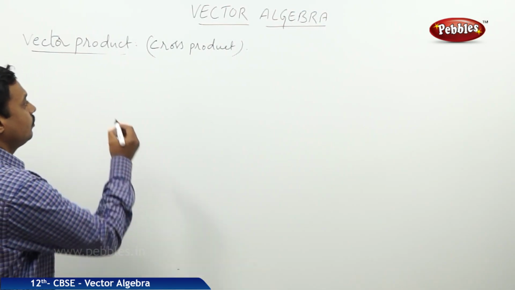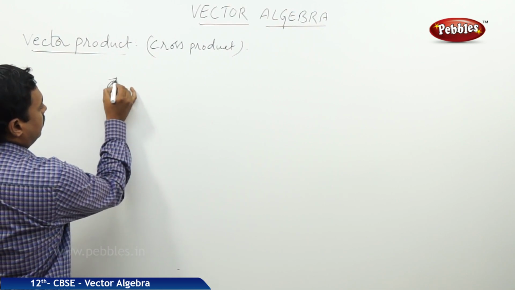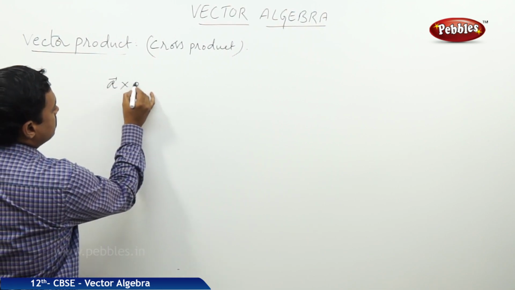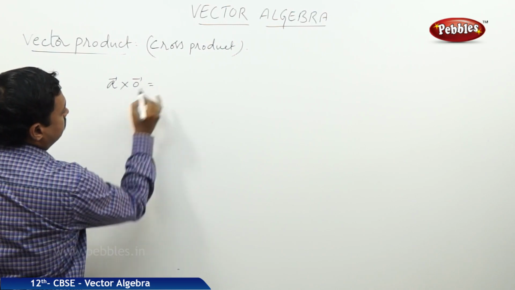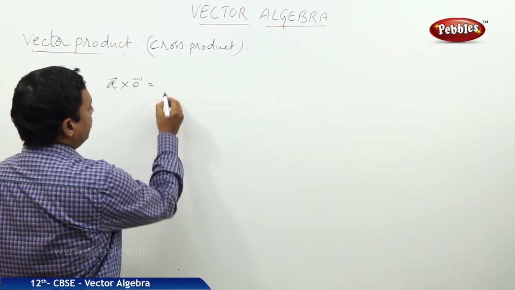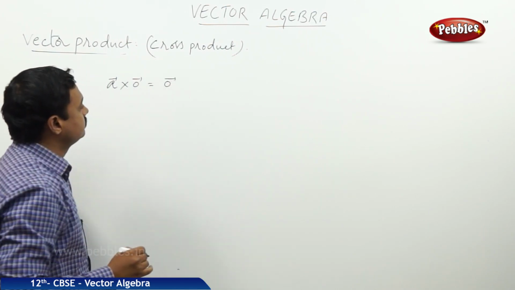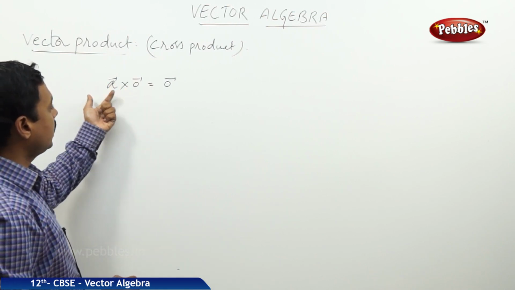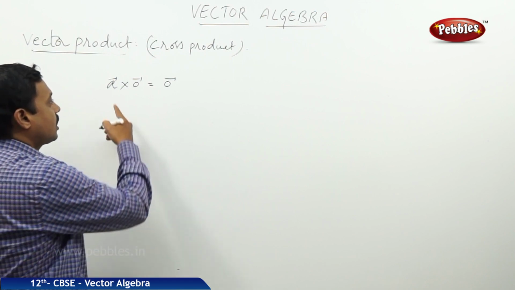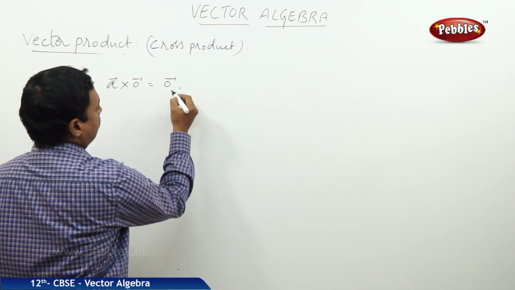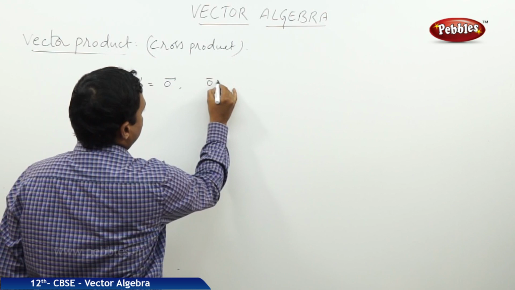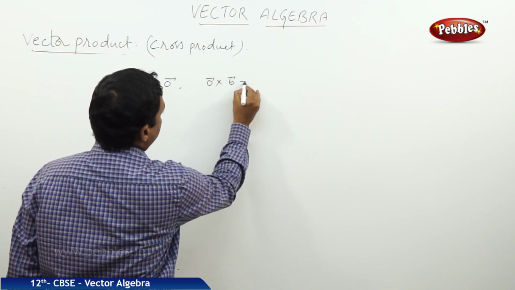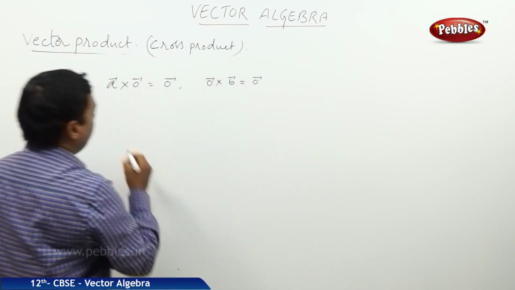By the definition, we can observe that A cross 0 bar is always 0 bar. If B bar is a null vector or A bar is a null vector, then the cross product is always 0 bar. 0 bar cross B bar is also 0 bar, the null vector.